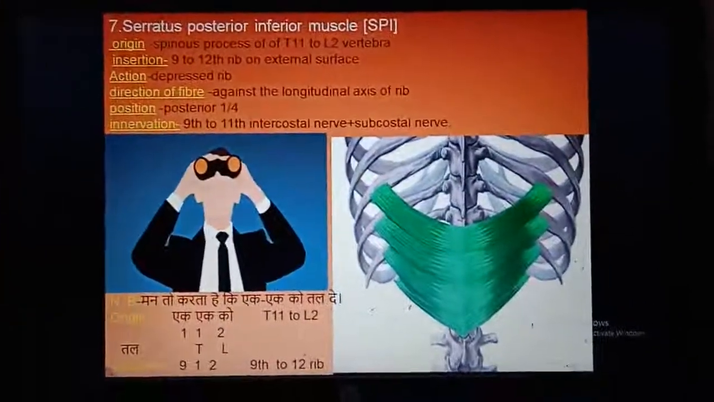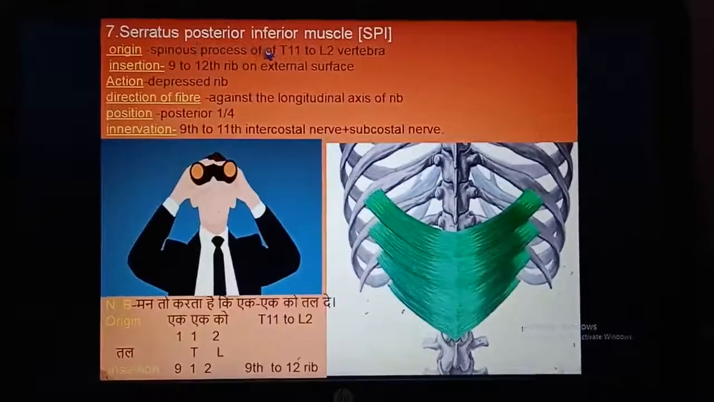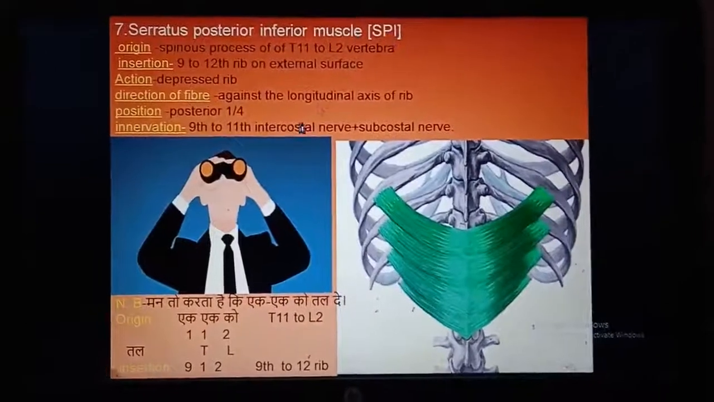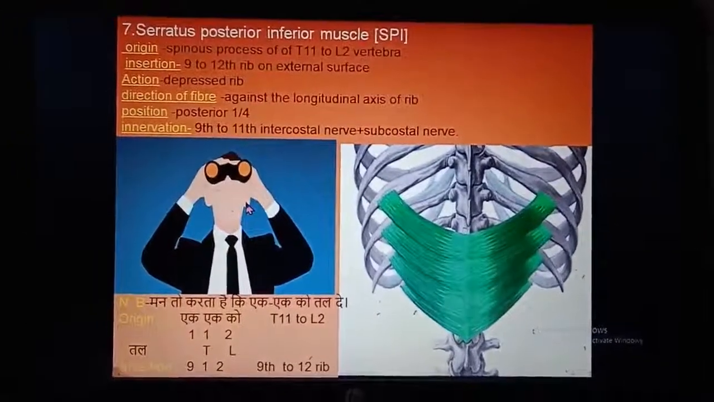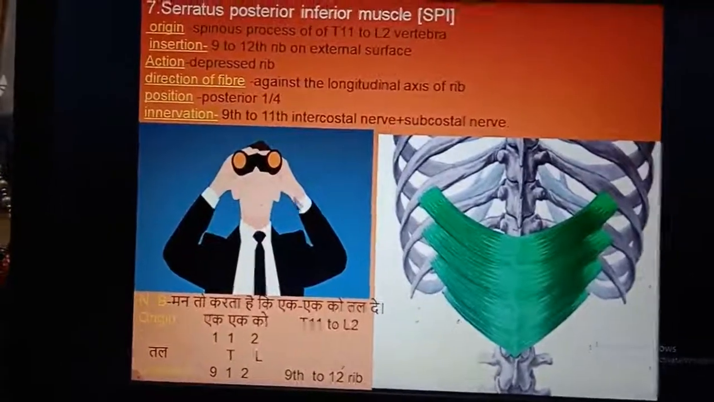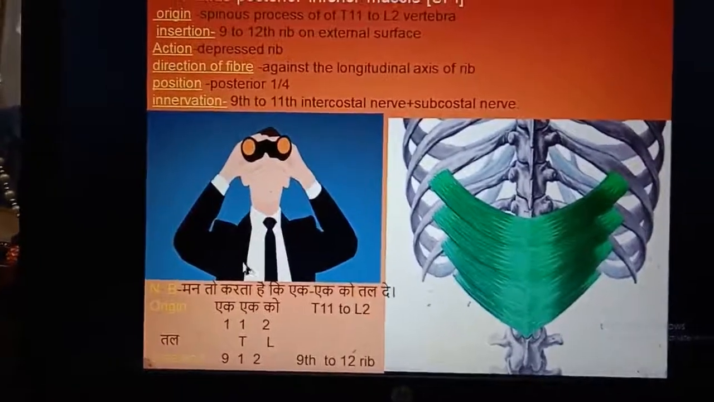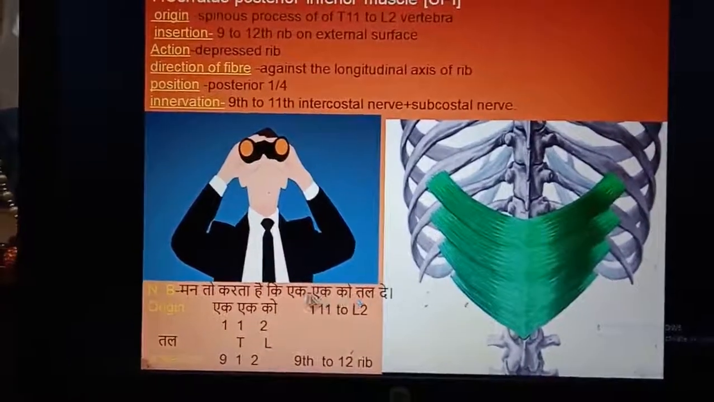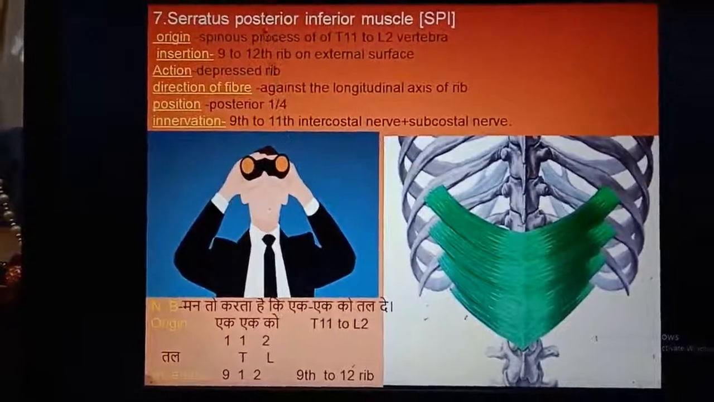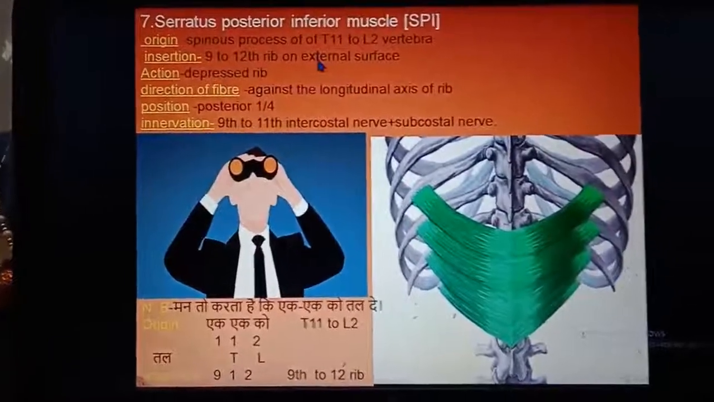Serratus posterior inferior, the initial of each word is SPI. So spy. He is a spy, and he steals one secret of a country and gives it to another country. So मन तो करता है एक एक को तल दूं. So this way we can link this mnemonic with the serratus posterior inferior.